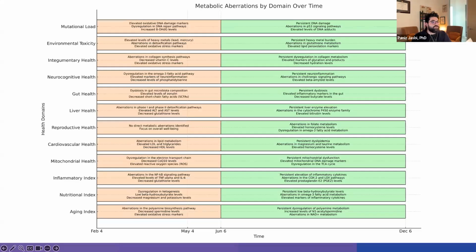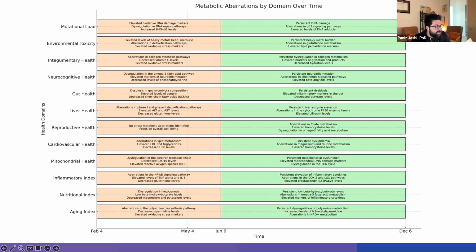Okay. Now, we retested her June 6th. Obviously, she had a retest timeline scheduled for May 4th. We retested her on June 6th, and we still saw persistent DNA damage. The DNA repair pathway dysregulation went away, but now we're seeing aberrations in P53 signaling pathways. We also saw elevated levels of DNA adducts.